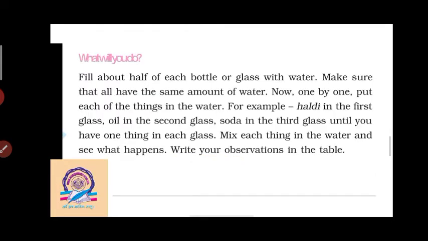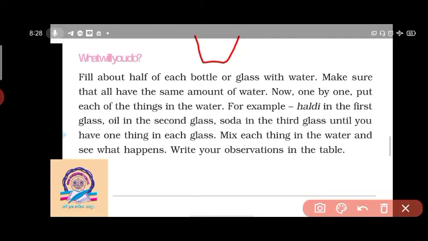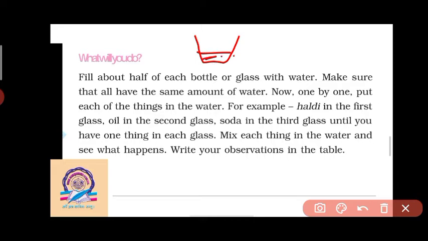Then what are we supposed to do? Let us see. Fill about half of each bottle or glass with water. So we take a glass and fill it halfway with water. Then make sure that all have the same amount of water. So in all the glasses that you have taken, pour an equal amount of water, like this.